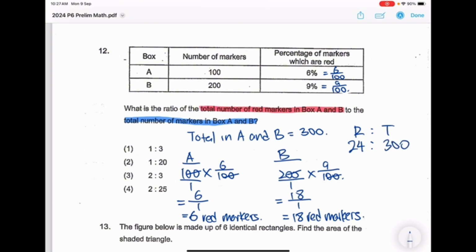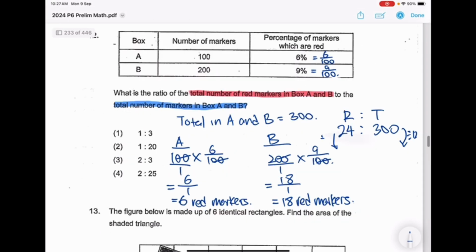Simplifying this, what I want to do is divide both sides by 12. And what I'm left with is 2 is to 25. And this is your answer for question number 12.